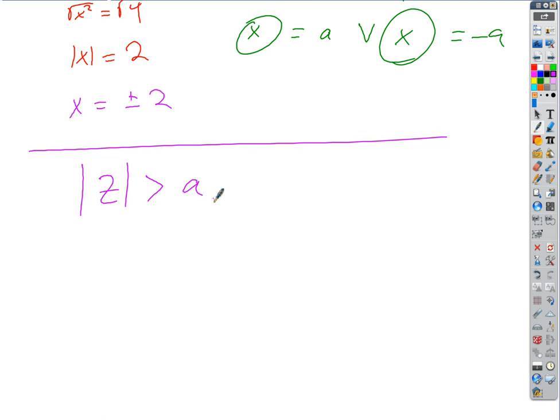What's that mean? And a numerical example would be absolute value of x minus 3 is greater than 5. But what's this going to tell us? What do we trade that for? What would have to be true?